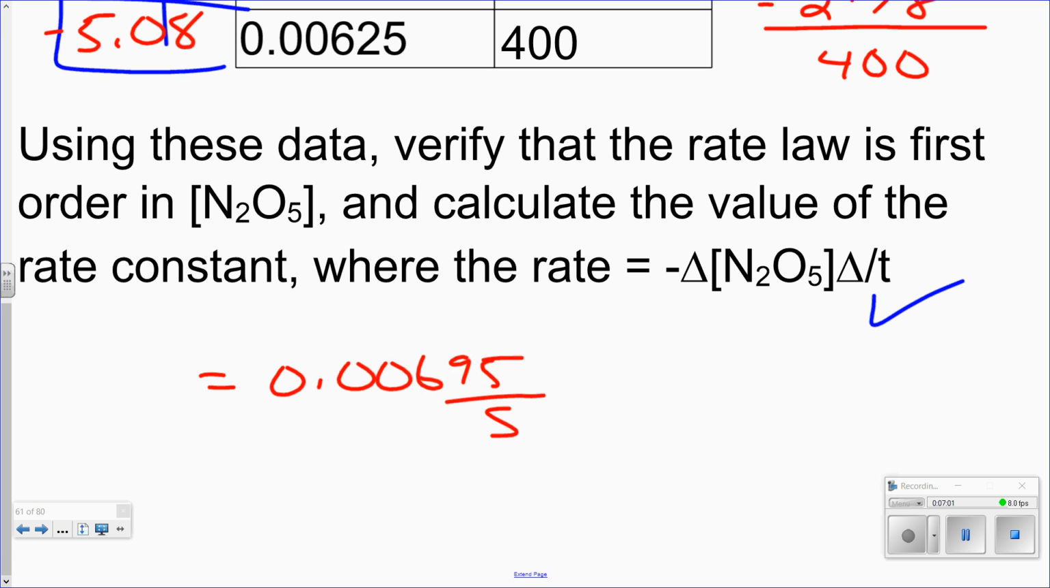Okay? So the value of the rate constant is 0.00695 per second. That's the value. That's how we would calculate this with an integrated rate law that is first order. Let me know if you have any questions.